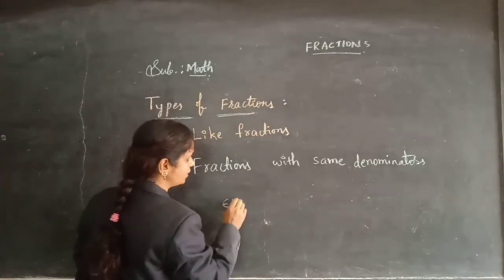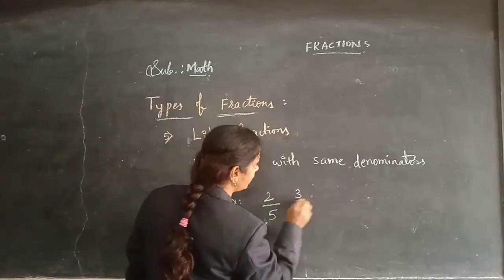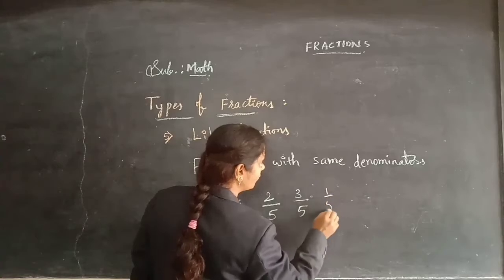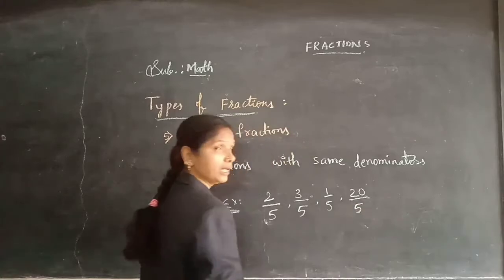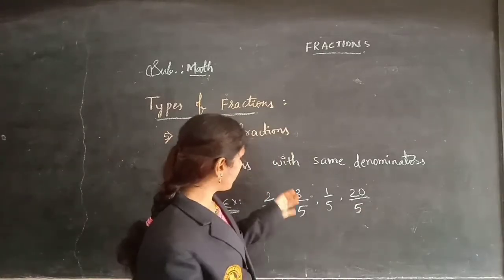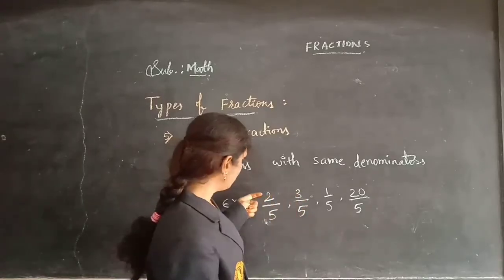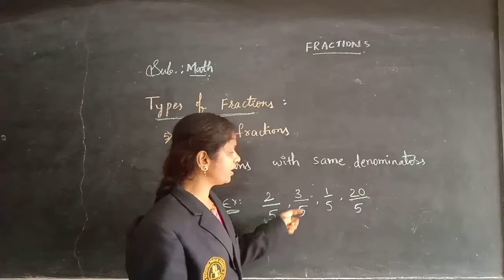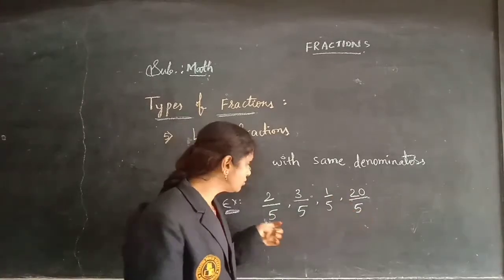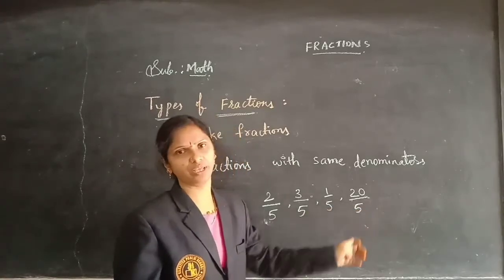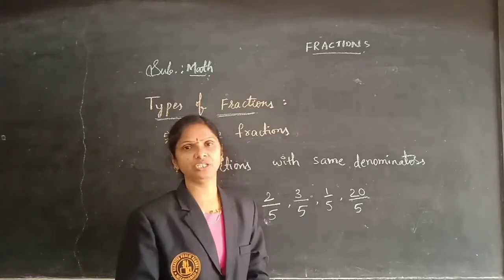So, for examples, have a look here. 2 by 5, 3 by 5, 1 by 5, 20 by 5. All the fractions I have taken here are more than one fraction. And look at this: for all these fractions, we have the same denominator, 5, 5, 5, 5. So this type of set of fractions is called like fractions.